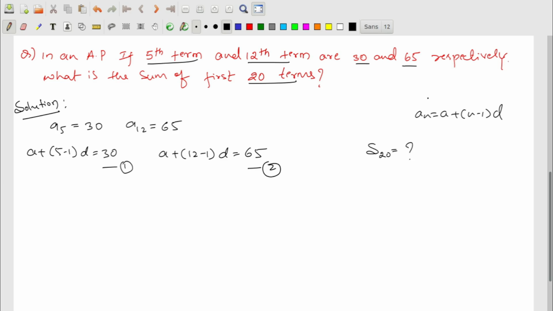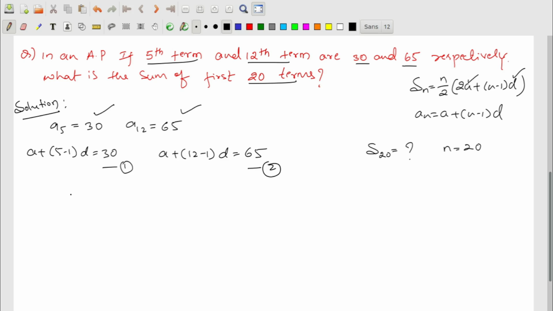And what is the formula to get this S20? Again we need the Sn formula. Sn is equal to n by 2, 2a plus n minus 1 into d, right? So here n is 20, we need the sum of 20 terms, and A is not given here, even D is also missing. So what is our job here? From this given data you need to find the A and D values, right?